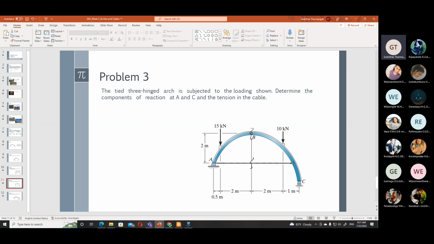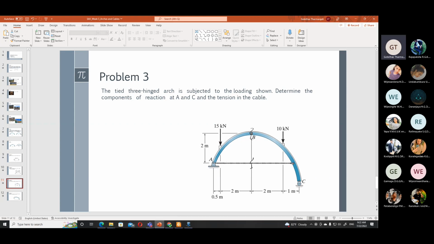So this is how we analyze arches. Cables and arches give us a basic understanding of how to approach a cable or arch, because cables and arches are used in bridges and in buildings. So there is a wide application. This is a very important and very interesting subject. I hope you have gained some knowledge on how to analyze cables and arches.